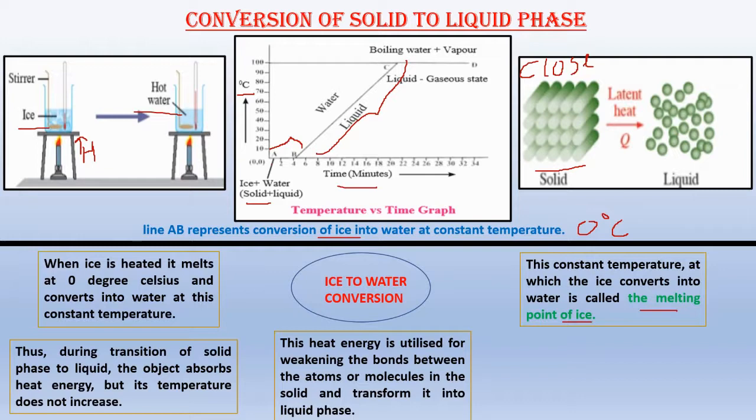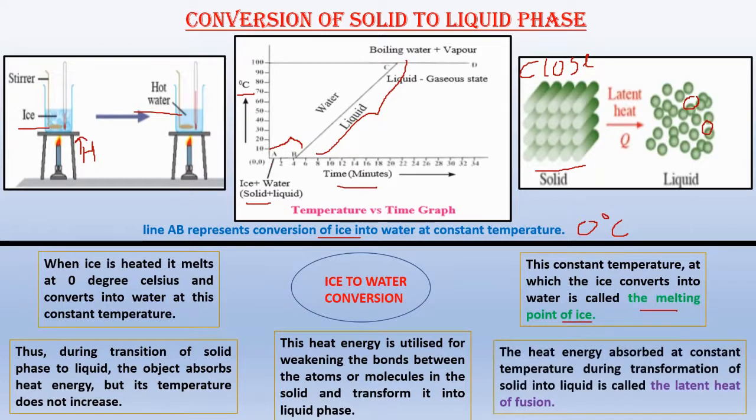So here we can see in the liquid phase, like there is space between the atoms, right? Usually the molecules and the atoms in the liquid are a bit away from each other. They are not so compact as compared to solid. So this energy is utilized to weaken the bonds in the solid phase, and hence the molecules drift apart in the liquid form. So here this heat energy is utilized and the temperature doesn't rise.